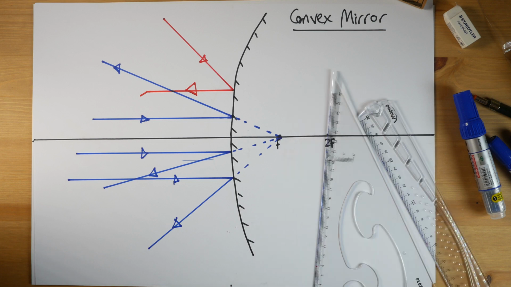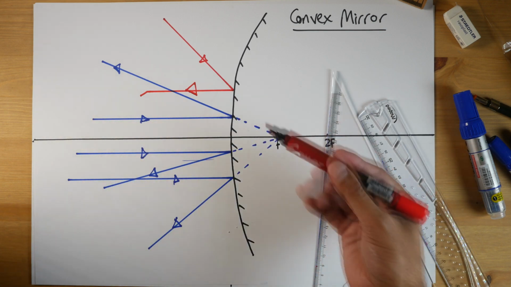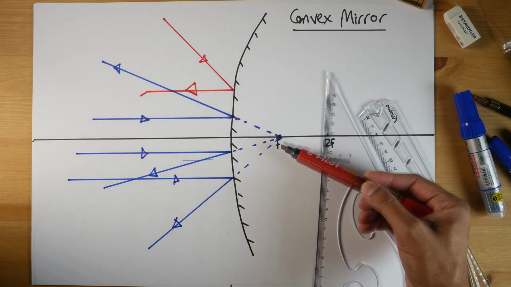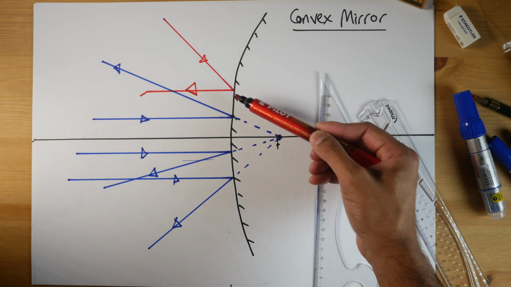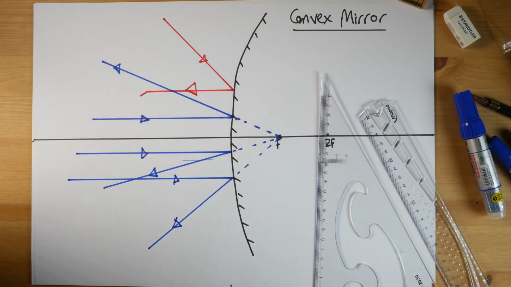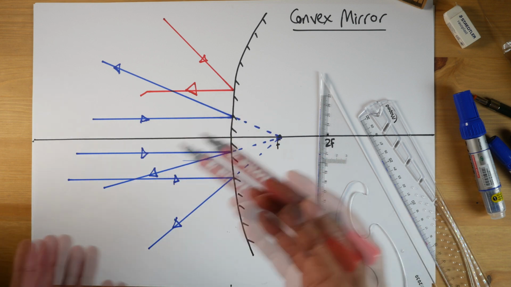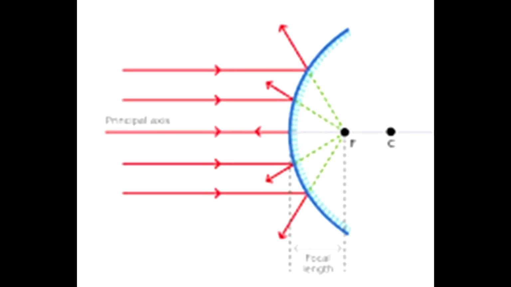Okay, so anything that's going parallel to the optical axis is reflected away from the focal point, and anything which is going towards the focal point is going to be reflected parallel to the optical axis. I know my diagram's a bit poor, but hopefully you get the idea, and you should see on the screen a well-drawn computer-aided diagram.